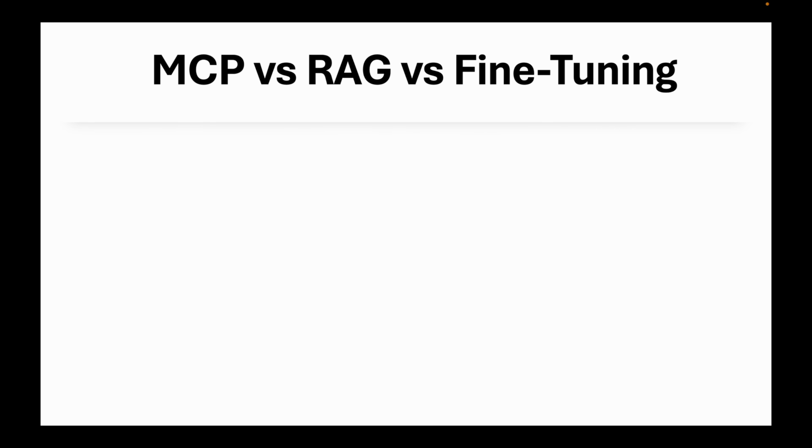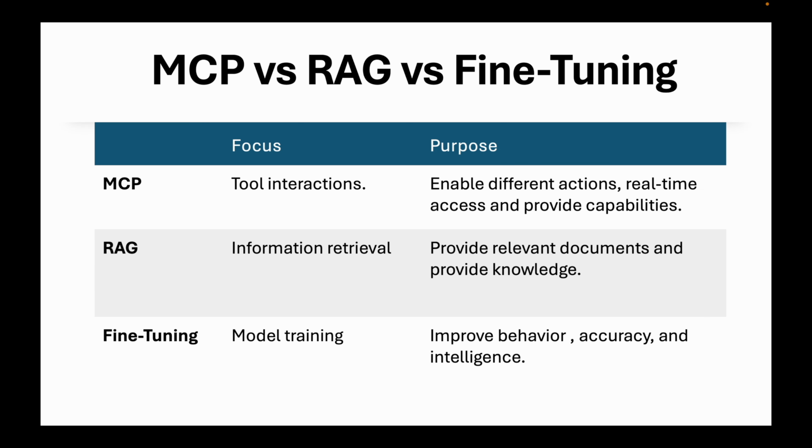MCP versus RAG versus fine-tuning. Let's understand the difference between these three terms. MCP focuses on tool interactions. The purpose of MCP is to enable different actions, real-time access, and provide capabilities. RAG focuses on information retrieval. The purpose of RAG is to provide relevant documents and knowledge. Fine-tuning focuses on model training. The purpose of fine-tuning is to improve behavior, accuracy, and intelligence. Hence, these are the differences between MCP, RAG, and fine-tuning.